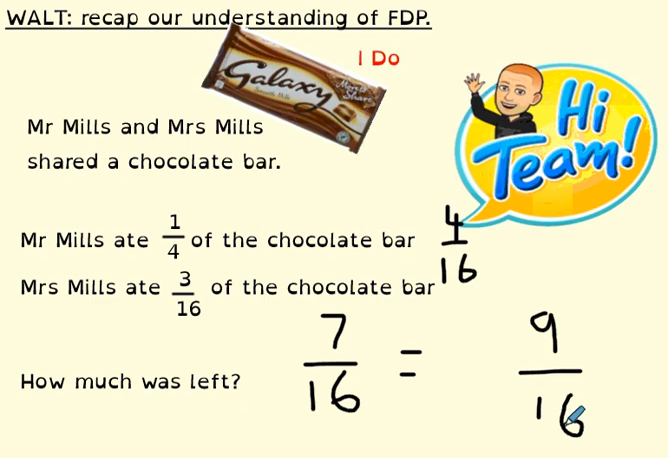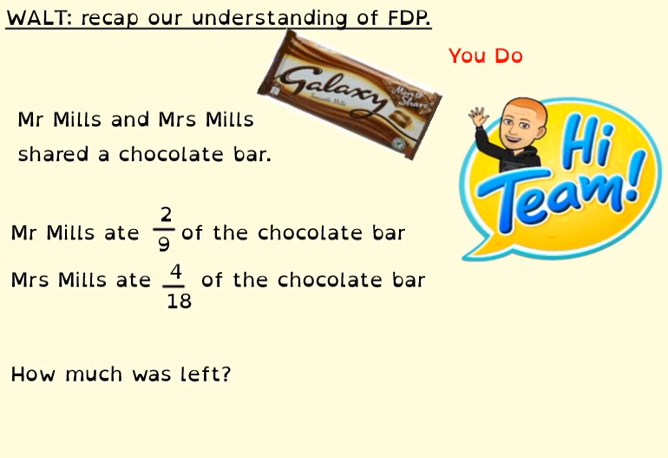Have a go at this question then. So same question, different fractions for you to work out. If you want to pause the video, pause it now. So my common denominator this time is going to be 18 because 9 times, I can times 9 by something to get to 18, I times it by 2. 2 times 2 is 4.